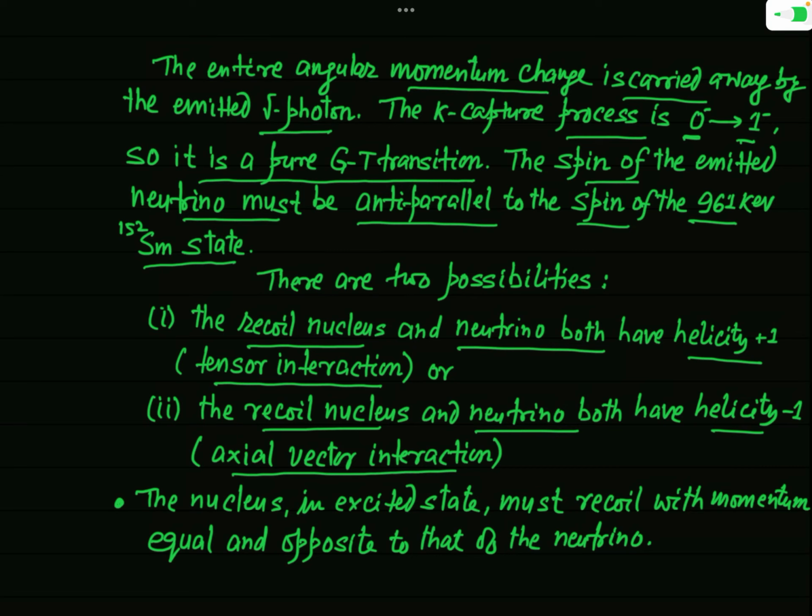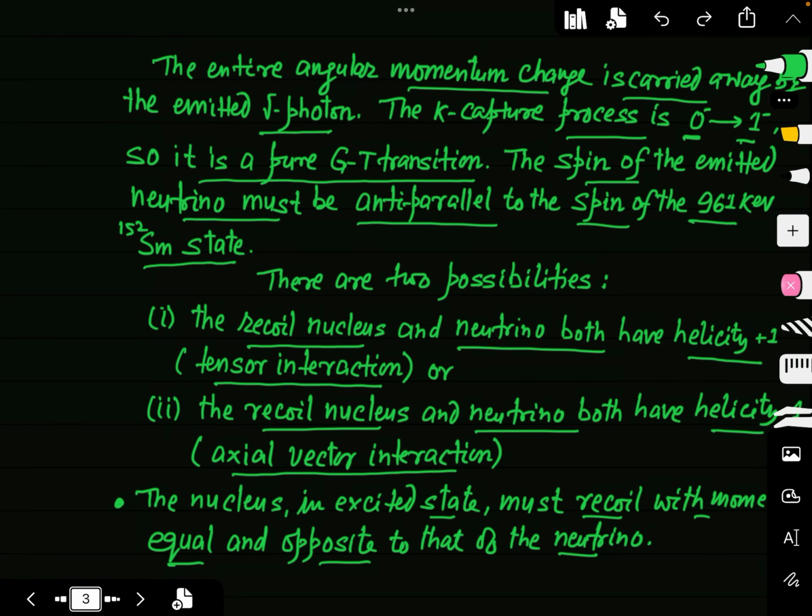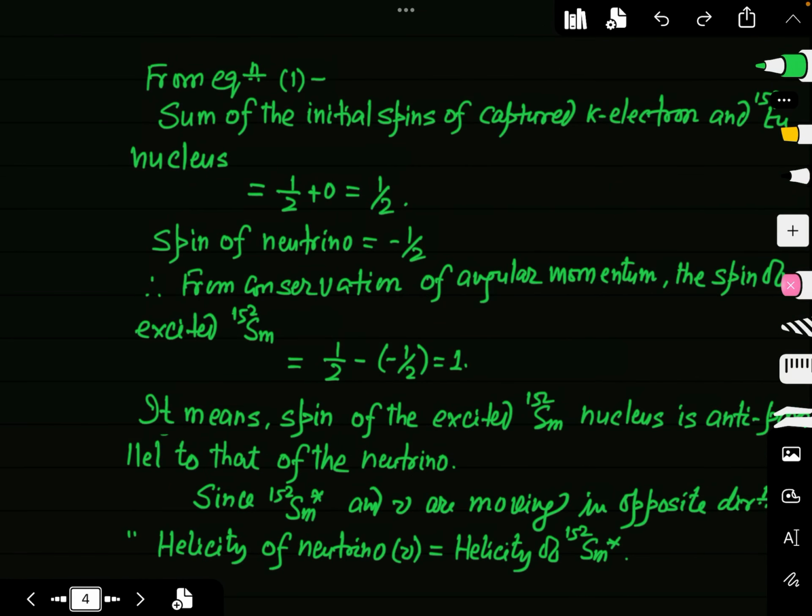Now you can see that the nucleus in the excited state must recoil with momentum equal and opposite to that of the neutrino. Why? Because to keep the linear momentum conserved, definitely the direction of momentum of the excited or recoiling nucleus and the neutrino must be opposite, and the magnitude should be the same. This is for the validity of the conservation of linear momentum.